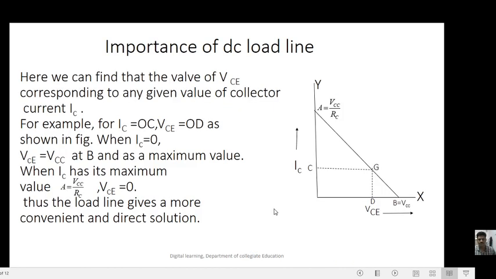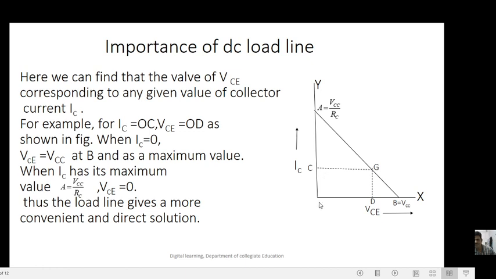Okay. So, importance of DC load line. Here we can find the value of VCE corresponding to any given value of collector current IC. For example, for IC equal to OC, VCE is equal to OD as shown in the figure.